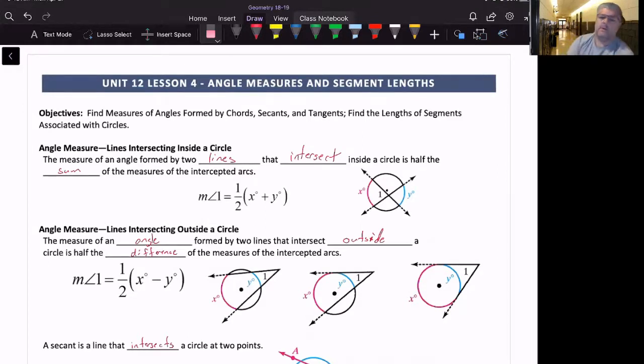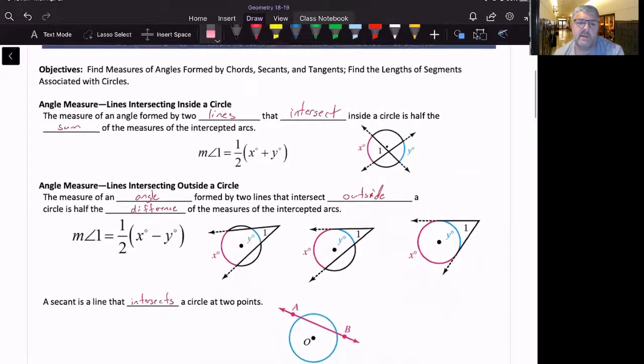We're looking at Unit 12, Lesson 4, more of our circles and how lines intersect inside and outside the circles and what that does to the angles, arcs, segments, all the little pieces of everything as it intersects.